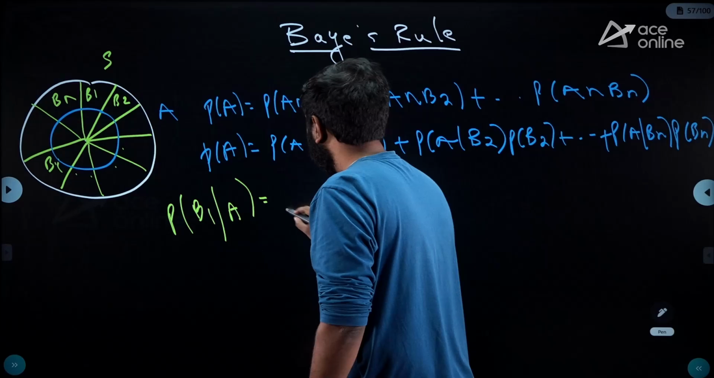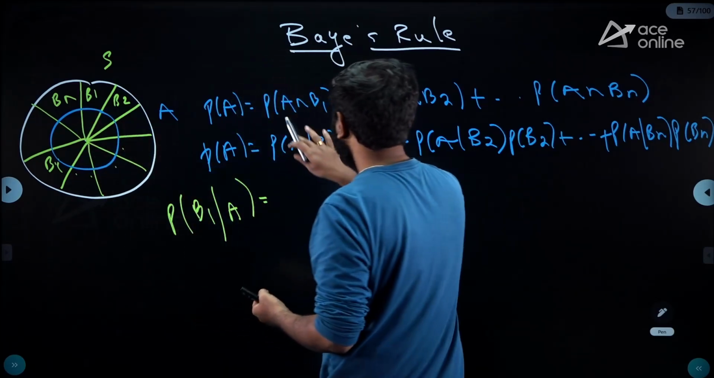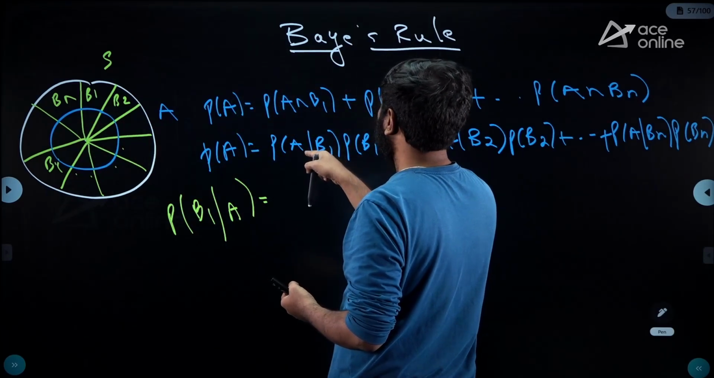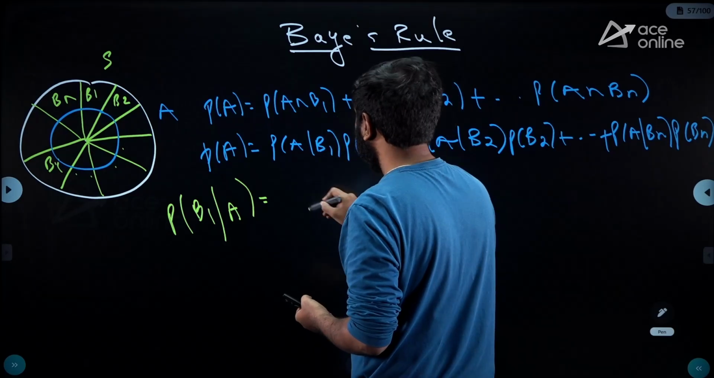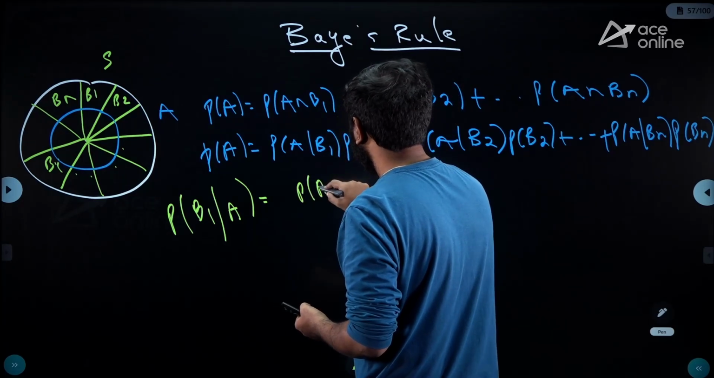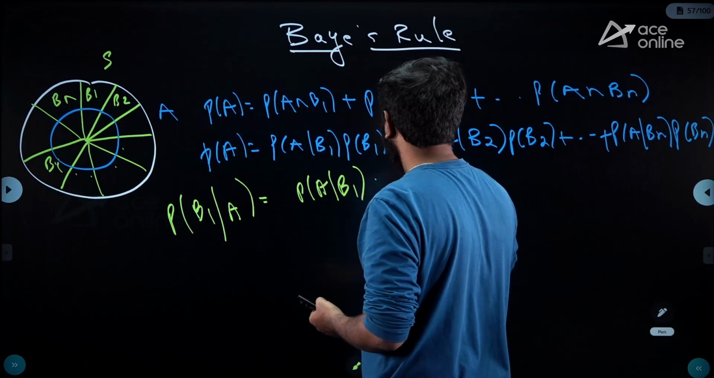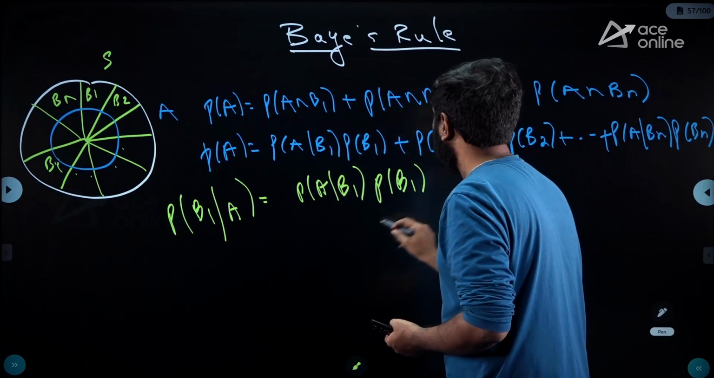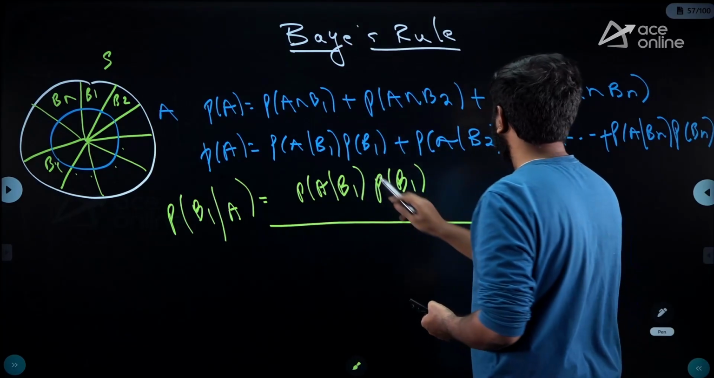So what's this part? This part is A intersection B1, which is written as probability of A given B1 into probability of B1, and then divided by this whole big expression.